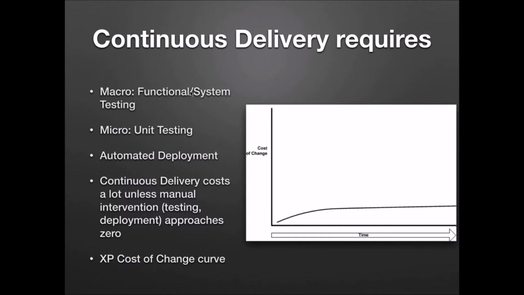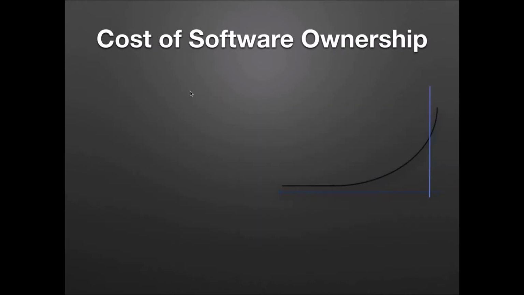So what we need is a way to keep the cost of change flat, so that over multiple versions of our software, over the years that we use our software, the cost won't be increasing every time we release the software. This is called the extreme programming, the XP cost of change curve. And extreme programming comes with a bunch of technical practices: test-driven development, some kind of macro testing such as BDD or system testing, and continuous integration in order to keep our cost of change low.